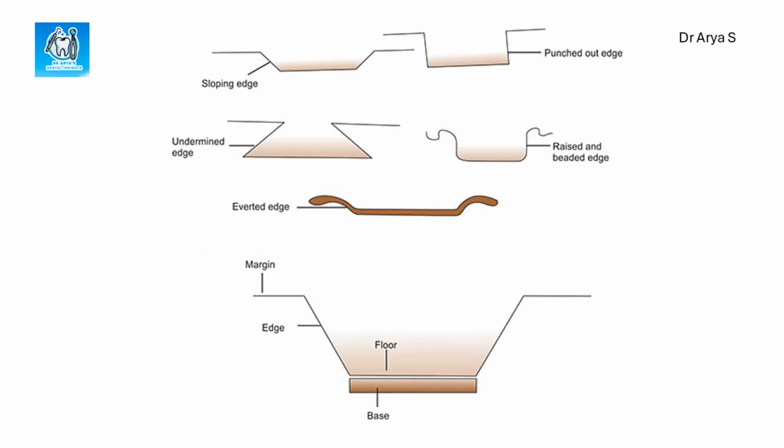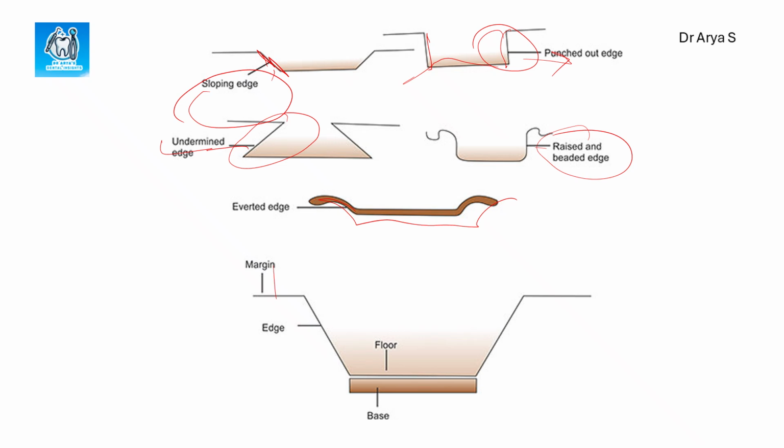So what are the types of edges? This is the sloping edge. And what is this type of edge? This is the punched out edge. And what is this type of edge? Here it is the undermined edge. And this is the raised and beaded edge. So these are the various types of edges. And finally, this is the averted edge. So margin, edge, floor, and base.